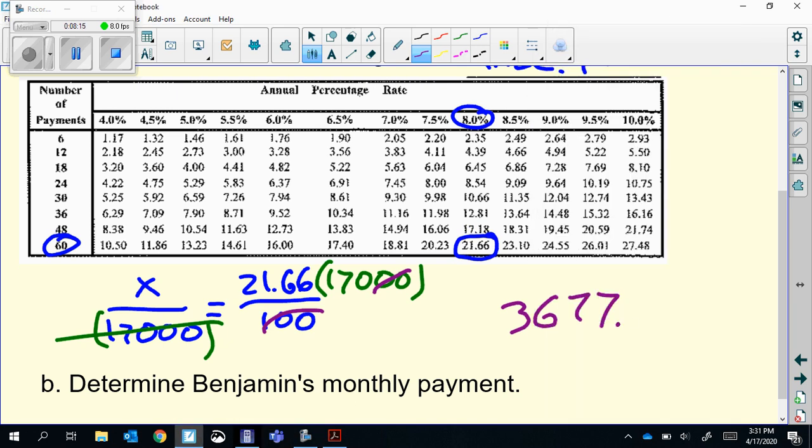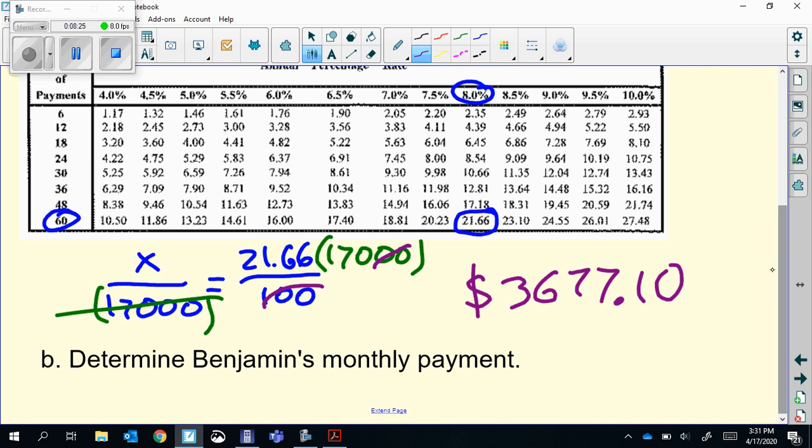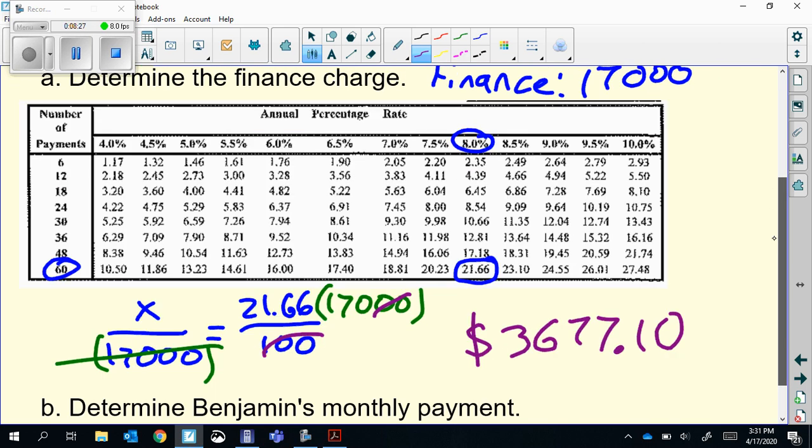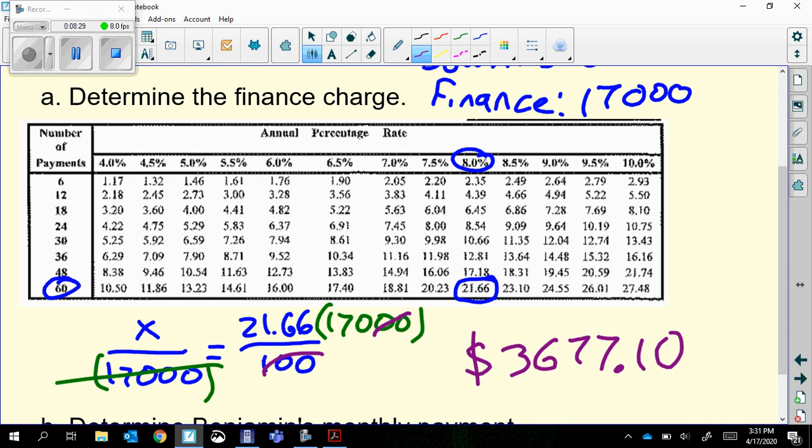and 10 cents. So that's how much we are paying in interest over all that time. So to figure out the monthly payment, you add it on to the 17,000.